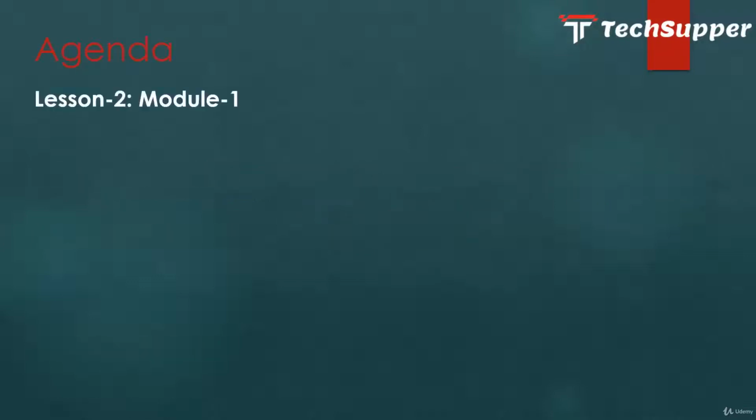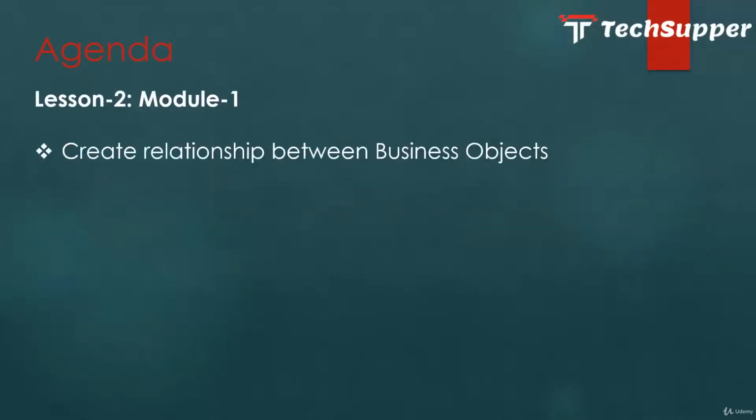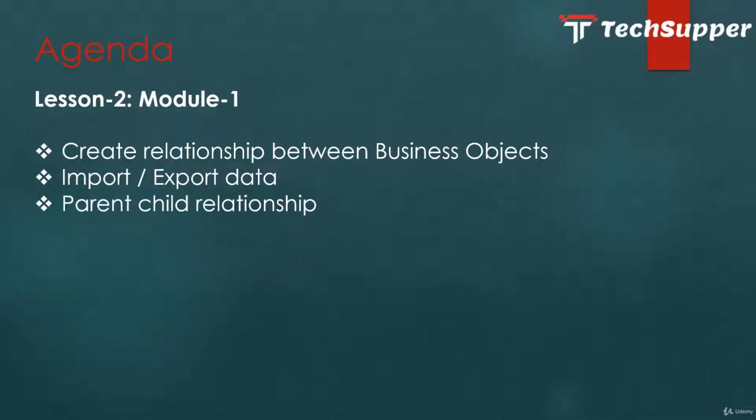So this video is part of lesson 2 and here we are going to cover how to create a relationship between business objects, how to create a relationship between different objects. For example, if you have one business object like employee and you want to create another object like address, how you can make a relationship between both the objects to make a primary key foreign key relationship. How to import and export data into the business objects.